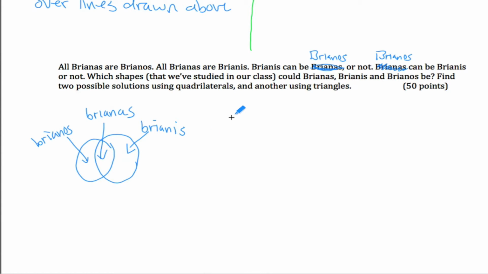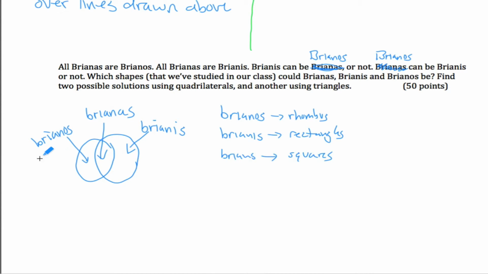Well, let's see. I could say that Briannas are rhombuses and Briannos are rectangles and Briannese are squares. And it would follow a diagram just like this. But there's more options in terms of what I could do. So maybe I'll change colors to present that.